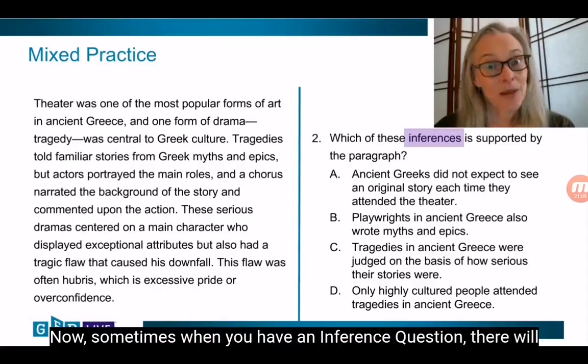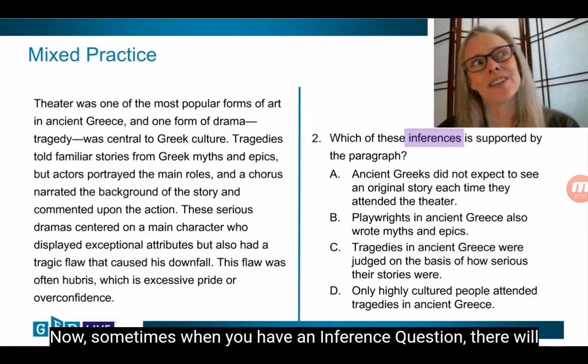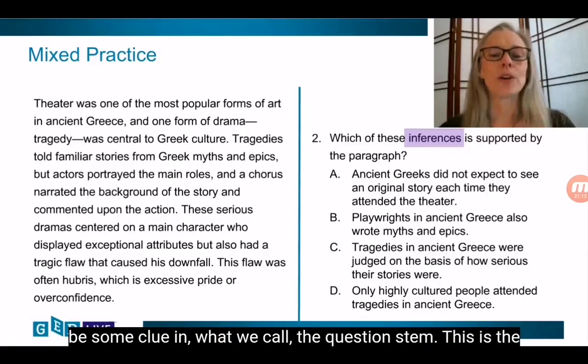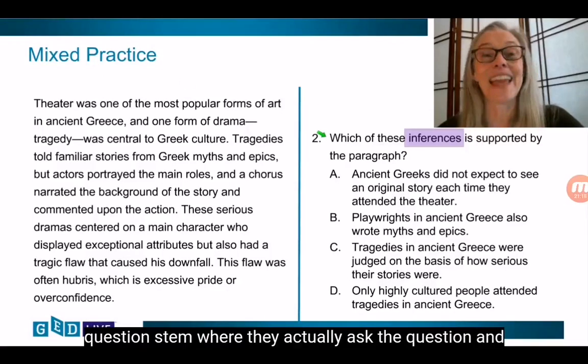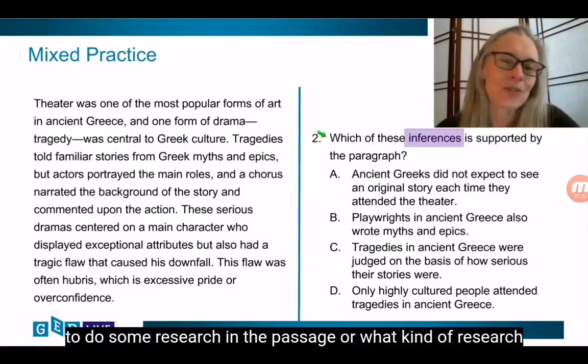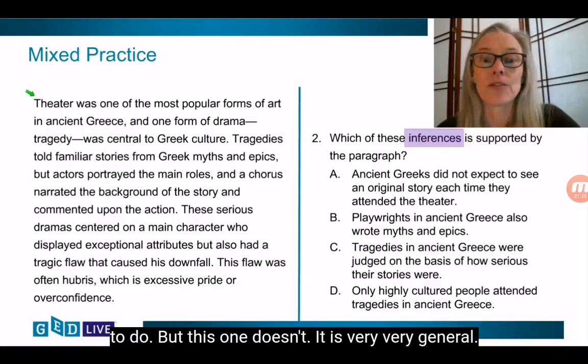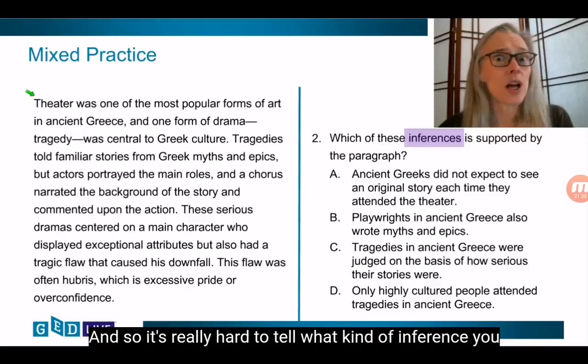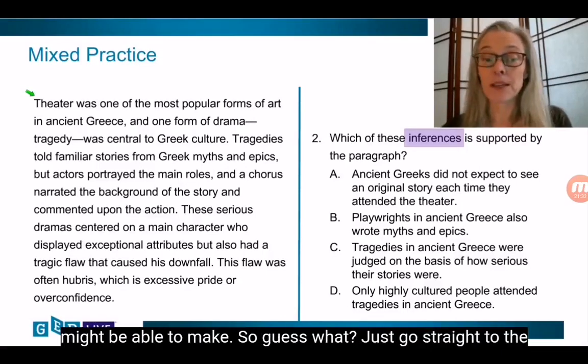Now, sometimes when you have an inference question, there will be some clue in what we call the question stem. This is the question stem, where they actually ask the question, and sometimes there will be a clue that's going to tell you where to do some research in the passage or what kind of research to do. But this one doesn't. It's very, very general. And so it's really hard to tell what kind of inference you might be able to make. So guess what? Just go straight to the answer choices.